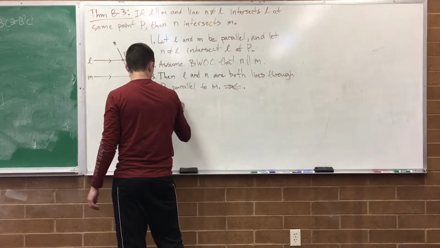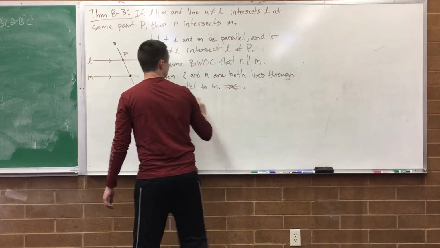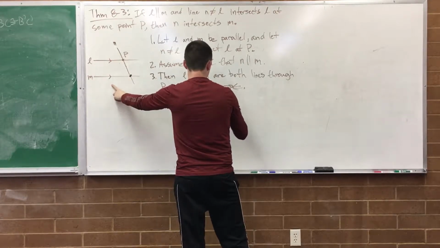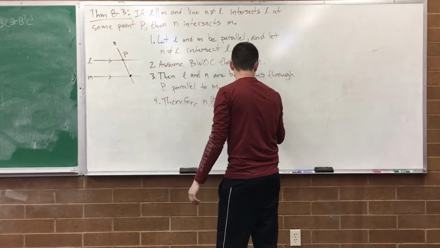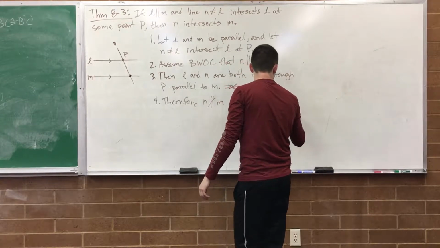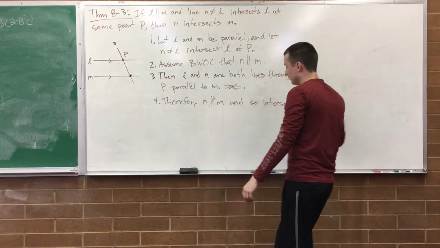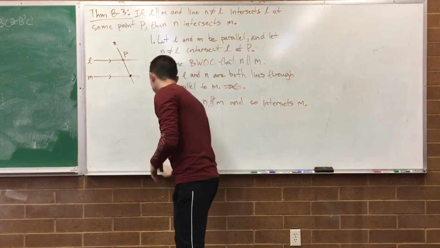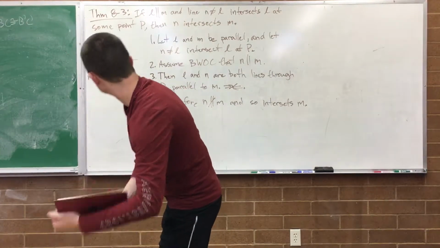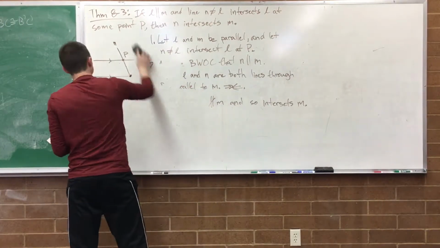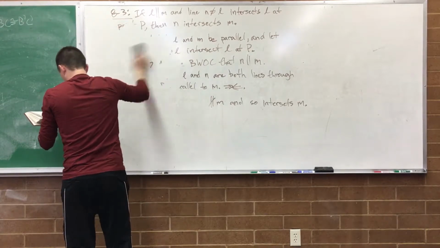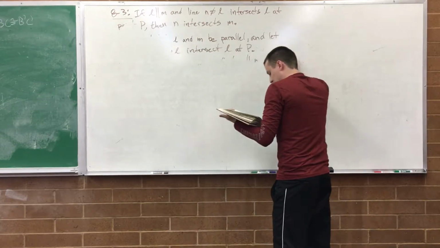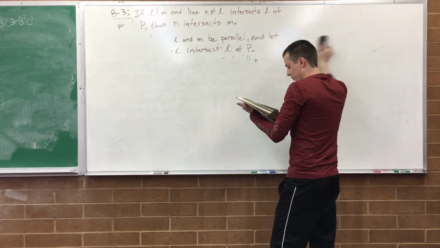4. Therefore, N is not parallel to M, and so intersects it. Does that make sense? It's not parallel, so it has to intersect. That's what it means to not be parallel. Okay, that's that one. Next theorem. Theorem 8.4. Let L1 and L2 be lines cut by some line L. If L1 is parallel to L2, then the two alternate.